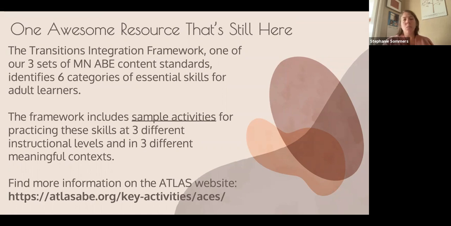And so looking at many different frameworks for employability skills, we sort of combed through that research and came up with our own 6 categories of essential skills for adult learners. What makes the TIF a little different from some other soft skill frameworks, because there are many, is that the TIF includes sample activities for practicing the skills at 3 different instructional levels and in 3 different meaningful contexts.